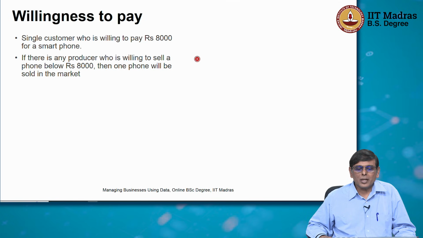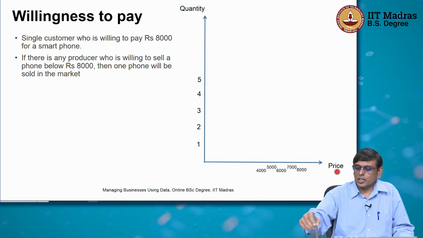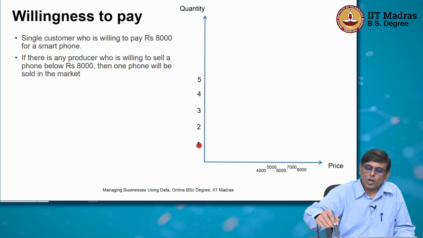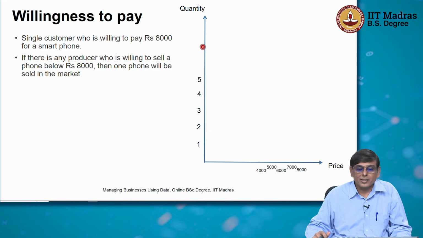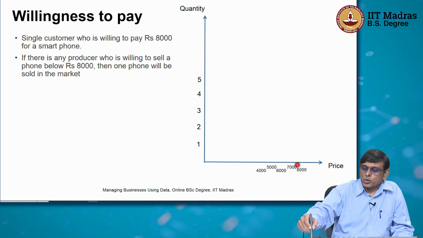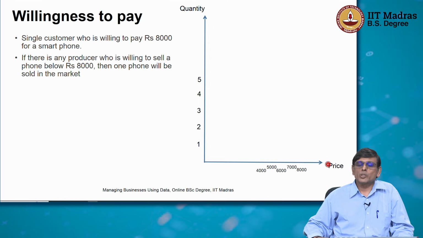I could try to make a picture of this. Visual is always good. On one axis I am going to put price, various price points like 4, 5, 6, 7, 8, as we discussed. On the other axis I put how many phones are sold: 1, 2, 3, 4, 5. Then what I know is that if the price is below 8,000 rupees, one phone will be sold, and when it crosses 8,000 rupees, 0 phones will be sold.